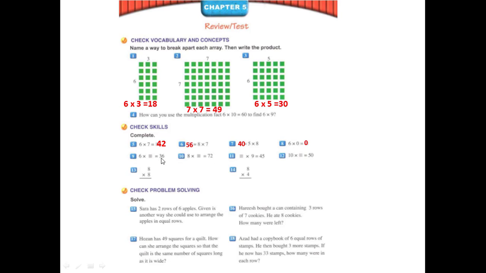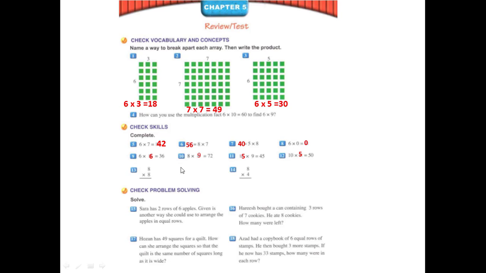Yes. 6 times which number is equals to 36? 6 times 6. 8 times which number is equals to 72? 8 times 9. 9 times which number is equals to 45? 9 times 5. 10 times which number is equals to 50? Guys, multiplication with 10 is so easy. Just skip count 10. Okay, so 10 times 5 is equals to 50.